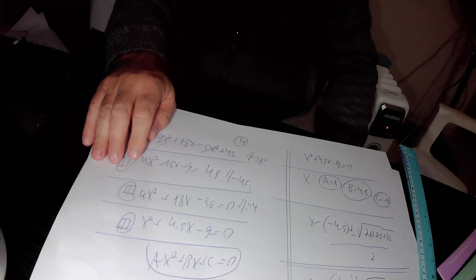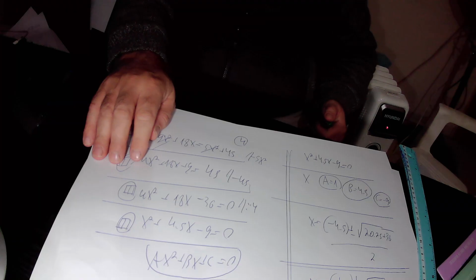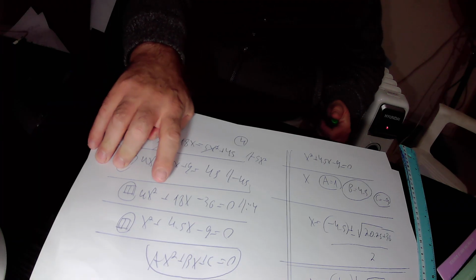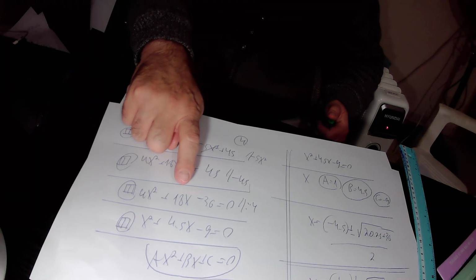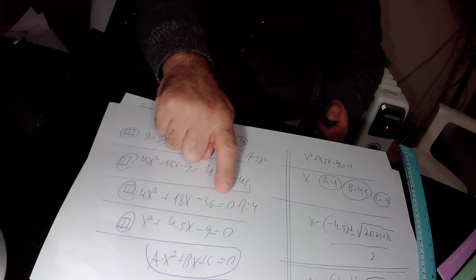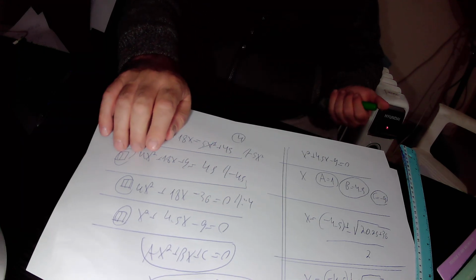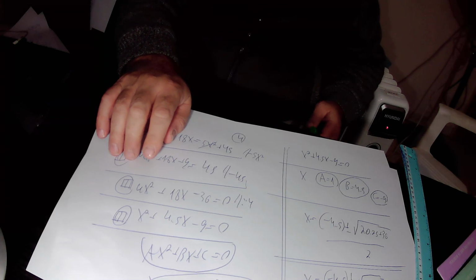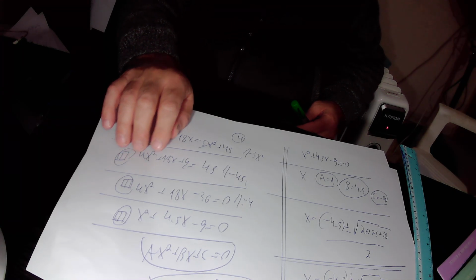Here we divide this equation by 4, and find that 4x squared over 4 is x squared, 18x over 4 is 4.5x, minus 36 over 4 is minus 9, equals 0 over 4, which is 0. So we found that x squared plus 4.5x minus 9 equals 0.